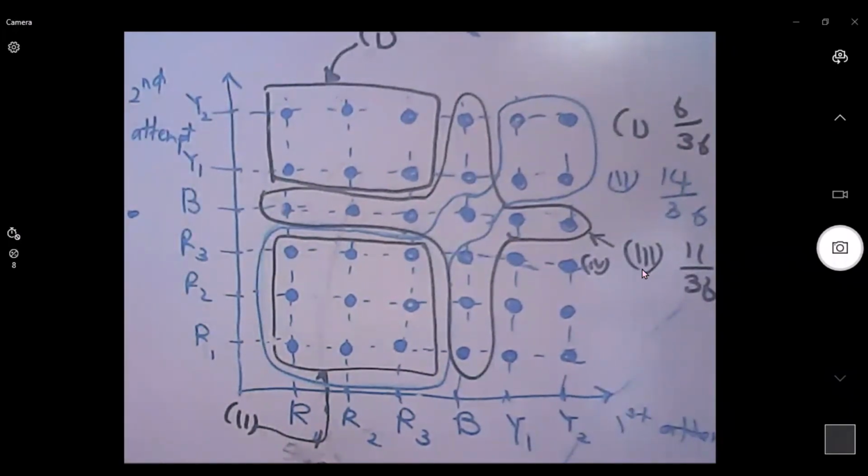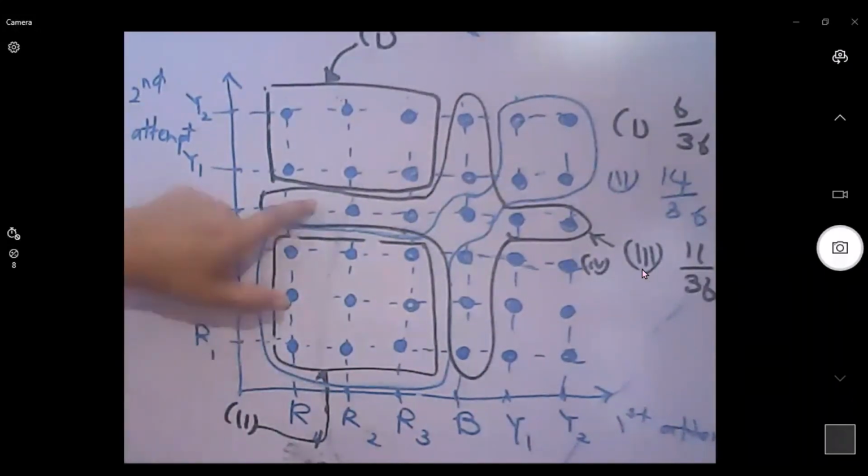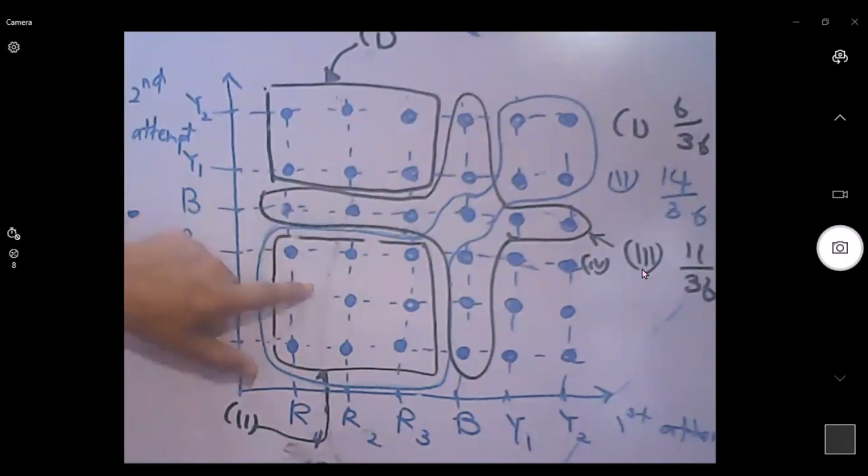What are the other events? 1 and 2. What else? 1 and 3. Same color. 1 and 3 are mutually exclusive. What else? 2 and 3? We cannot take 3, can we? There is an intersection of 2 and 3 here. 2 and 4. Yes, 2 and 4 are mutually exclusive events, and 1 and 4 are also mutually exclusive events.